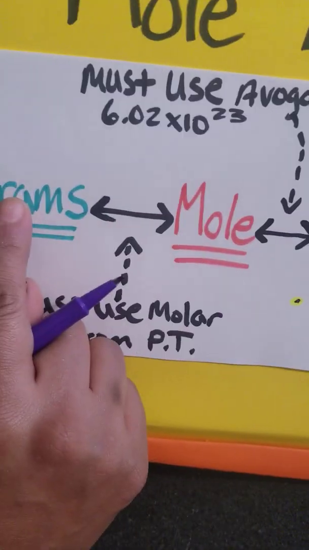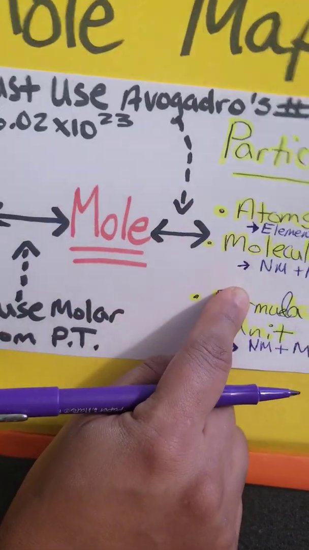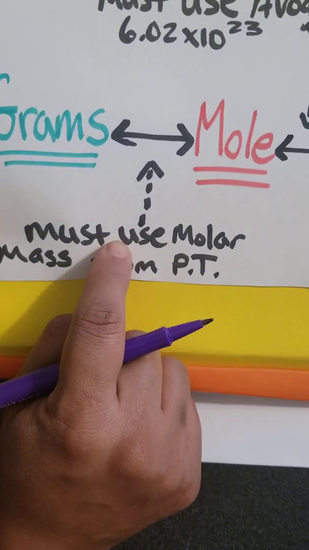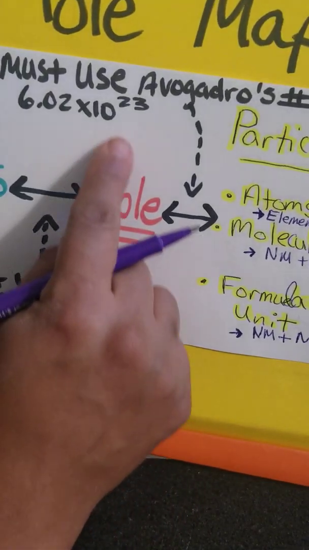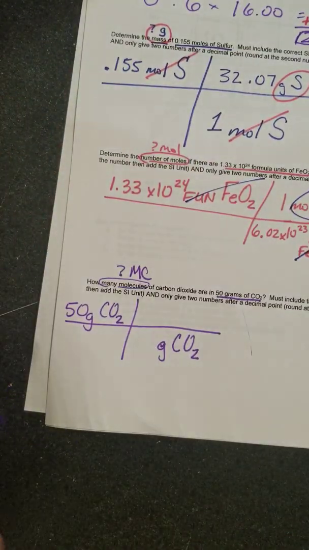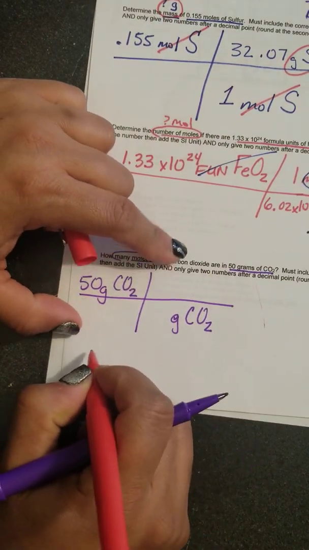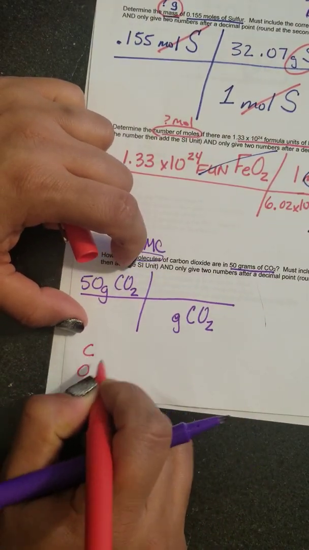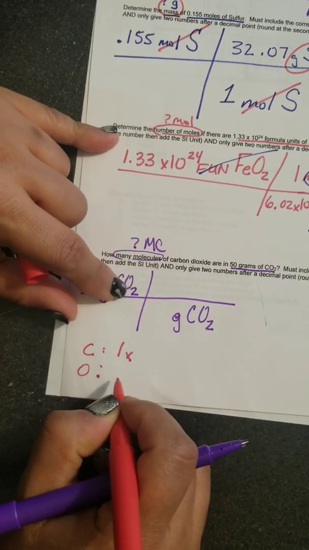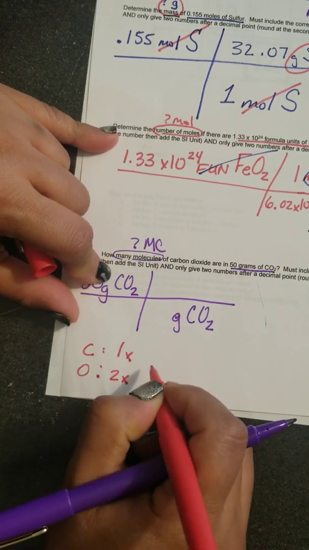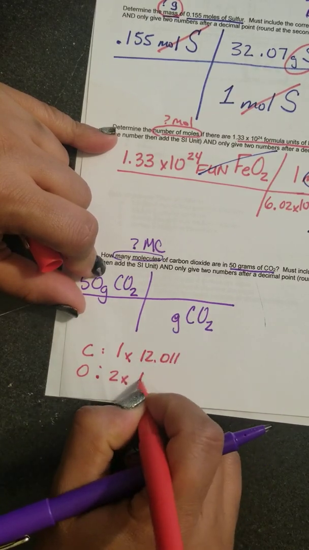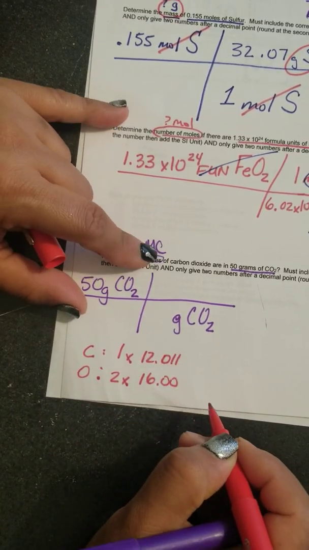For me to do that, I have to take a jump here and then a jump again. I can't just go straight to it. So that means that I must have the periodic table to find the molar mass. And then after that, I'm going to use Avogadro's number. So let's do that. Let's do our step 1. Let's get our compound, break it apart to carbons and oxygens. How many carbons do I have? 1. How many oxygens do I have? There's a little 2 behind it, so I have 2. What on the periodic table is the mass of carbon? 12.011. And oxygen we memorized at 16.00.